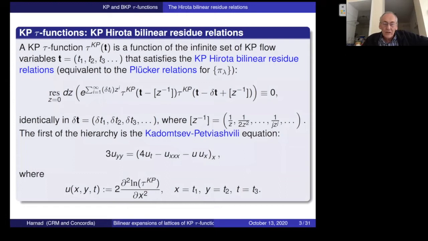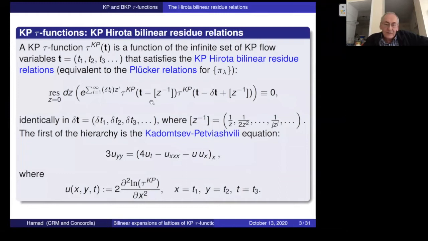And this is just a gimmick. It's just an encoding for all of the equations of the hierarchy of KP, the KP hierarchy, into what seems to be one single equation. Of course, this contains an infinity of equations.